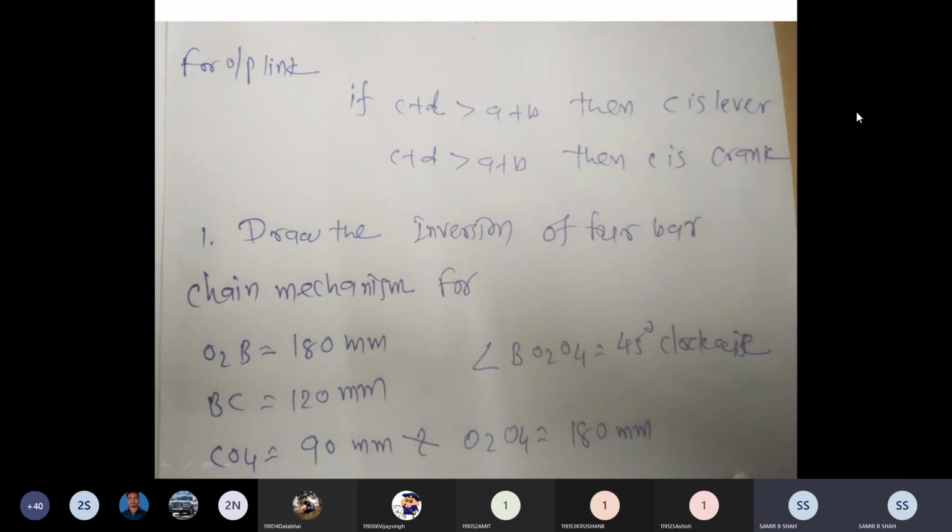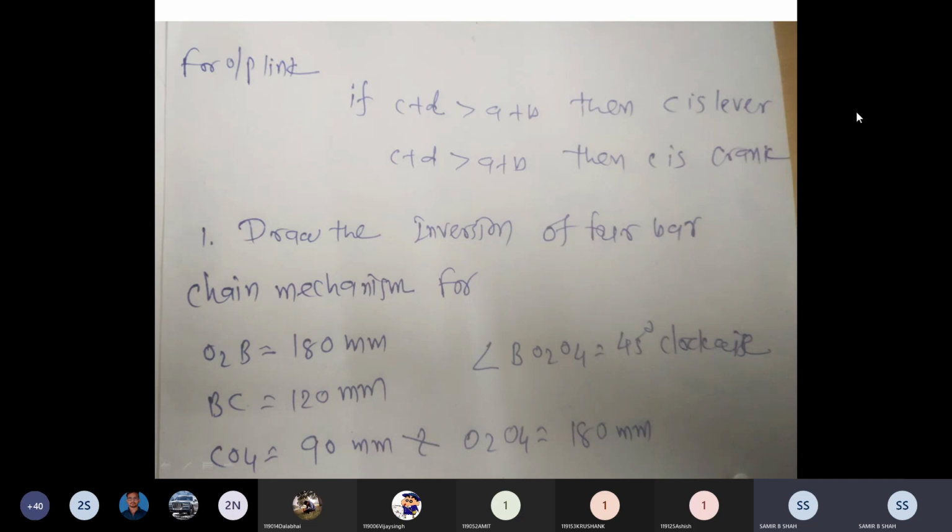Please write down the data. Draw the inversion of four-bar chain mechanism for O2B equal to 180 mm, PC equal to 120 mm, CO4 equal to 90 mm, and O2O4 equal to 180 mm. One angle is given to you: angle BO2O4 is 45 degrees clockwise. Please write down the data.